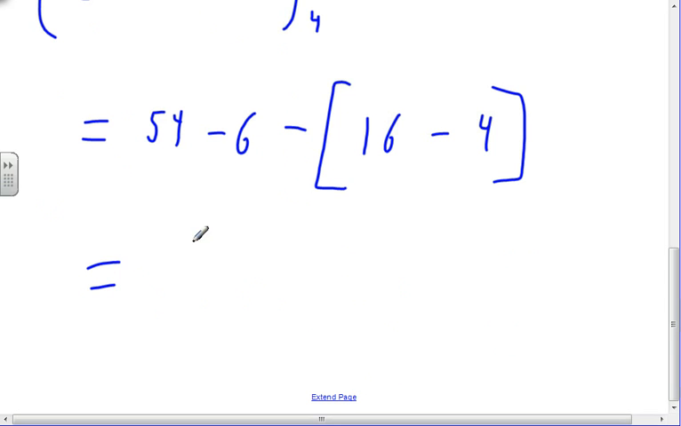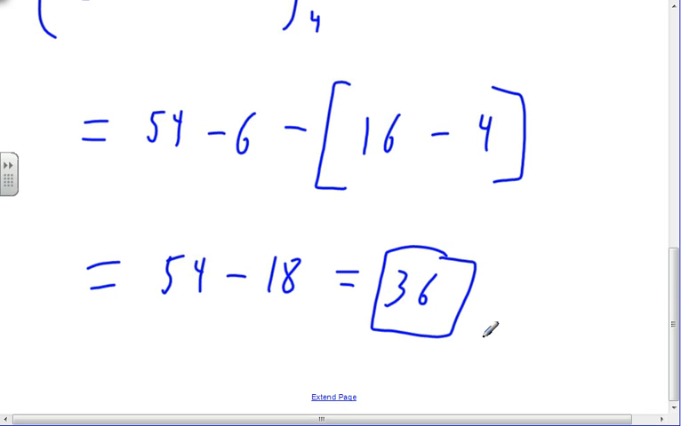Okay, so I got, this is a minus guy, so this is 12 minus 12. Okay, so that'd be 54 minus 18. Oh, what in the heck is that? 36? 36. All right.